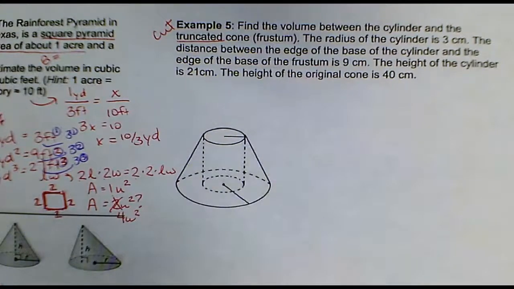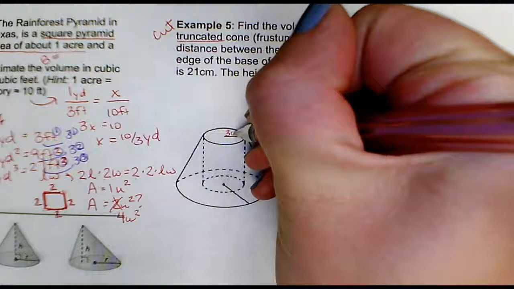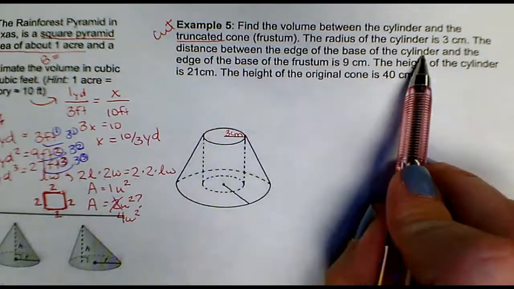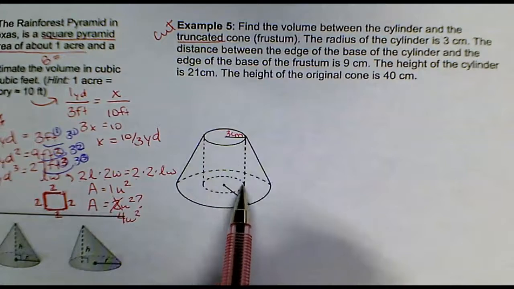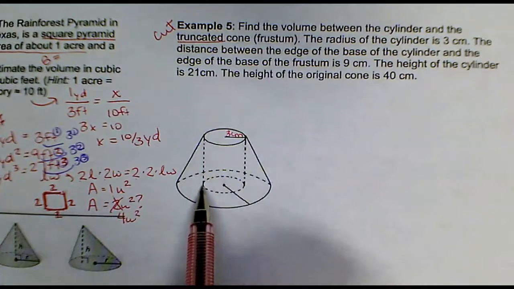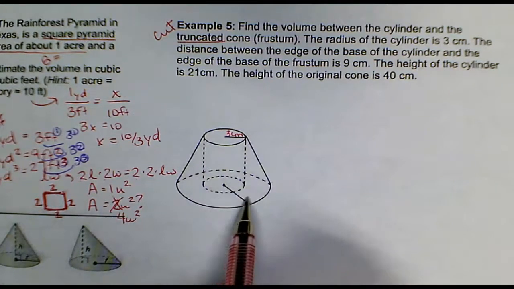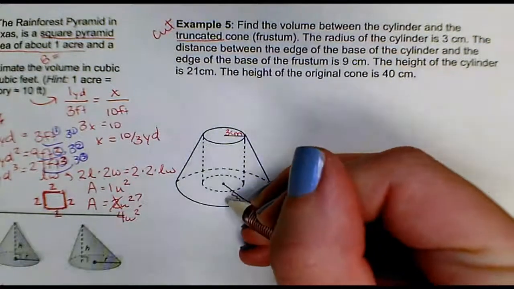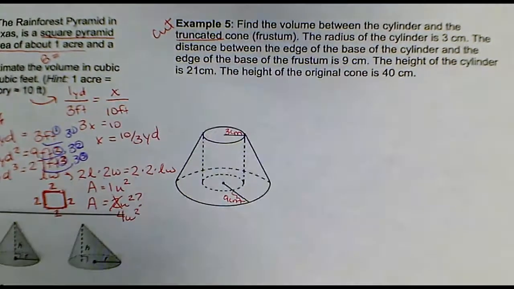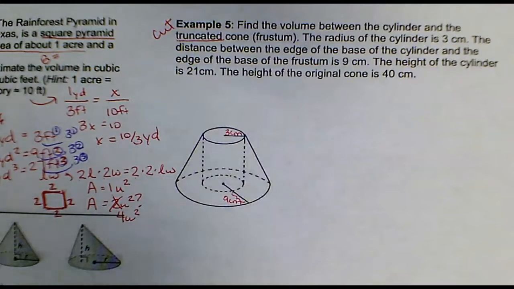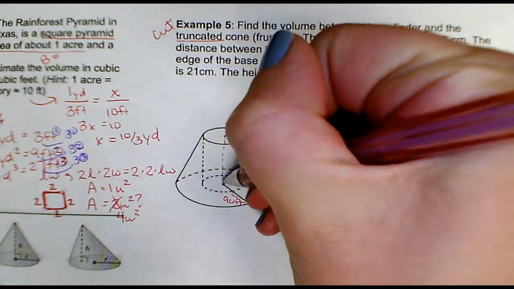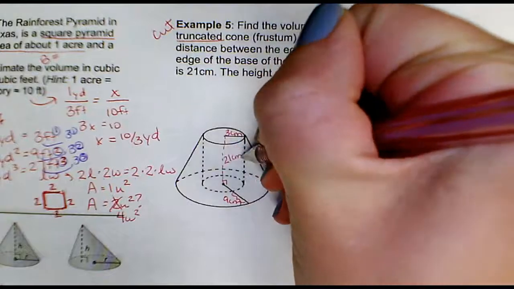The radius of the cylinder is 3 centimeters. So this cylinder is 3 centimeters. The distance between the edge of the base of the cylinder, so here's the cylinder and here's the edge, right? So the edge of the base of the cylinder and the edge of the base of the frustum is 9 centimeters. So this distance right here, this is 9 centimeters. And the height of the cylinder is 21 centimeters. So this height right here, right angle, 21 centimeters.